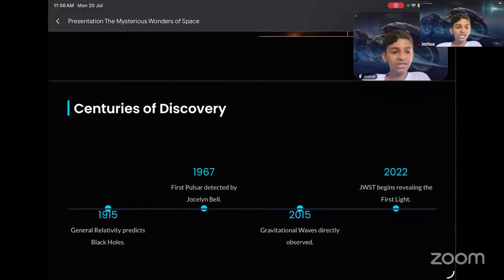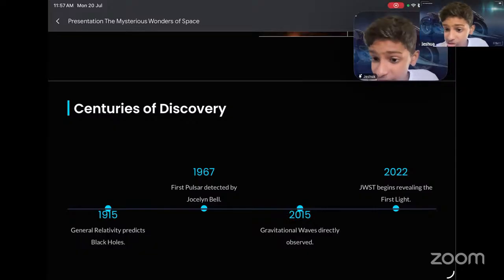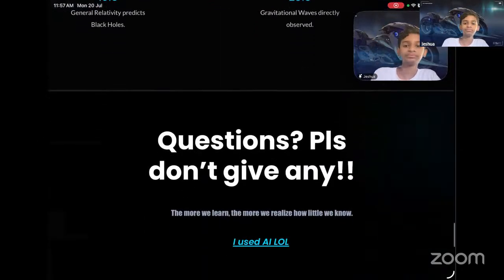Centuries of discovery. General relativity, which predicts black holes, was published in 1915. The first pulsar was detected by Jocelyn Bell in 1967. Gravitational waves were directly observed in 2015. And JWST began to reveal the first light in 2022.